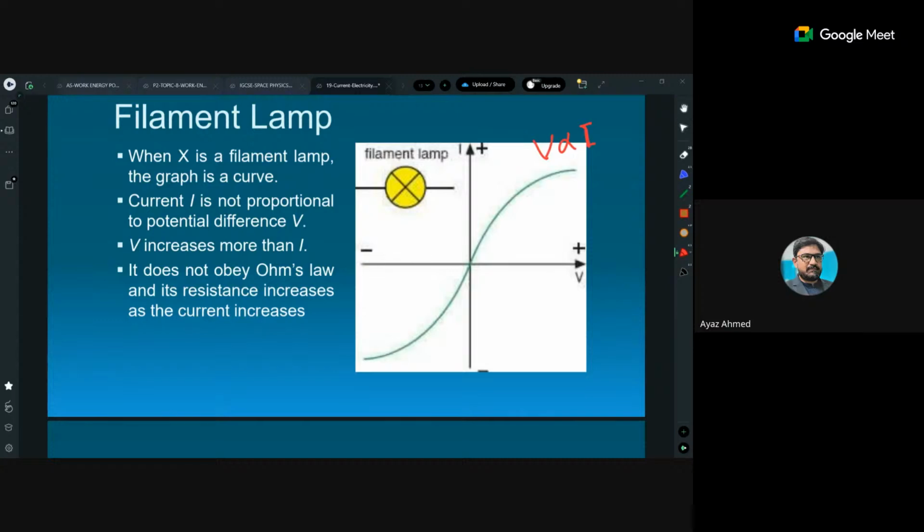Also, although V increases as I increases, it is not directly proportional. Is it clear to you? So this is actually the filament lamp graph. When I is on the y axis and V is on the x axis, your graph would be curved, it will be curved towards V.